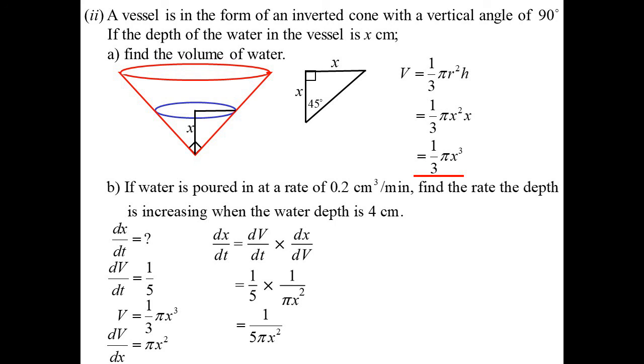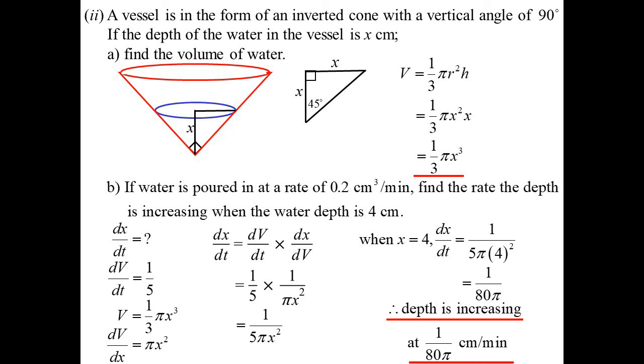All right, let's use it. We want to find when x is 4. I'll leave it as an exact answer. So 1 over 80 pi. The depth is increasing at 1 over 80 pi centimetres per minute.